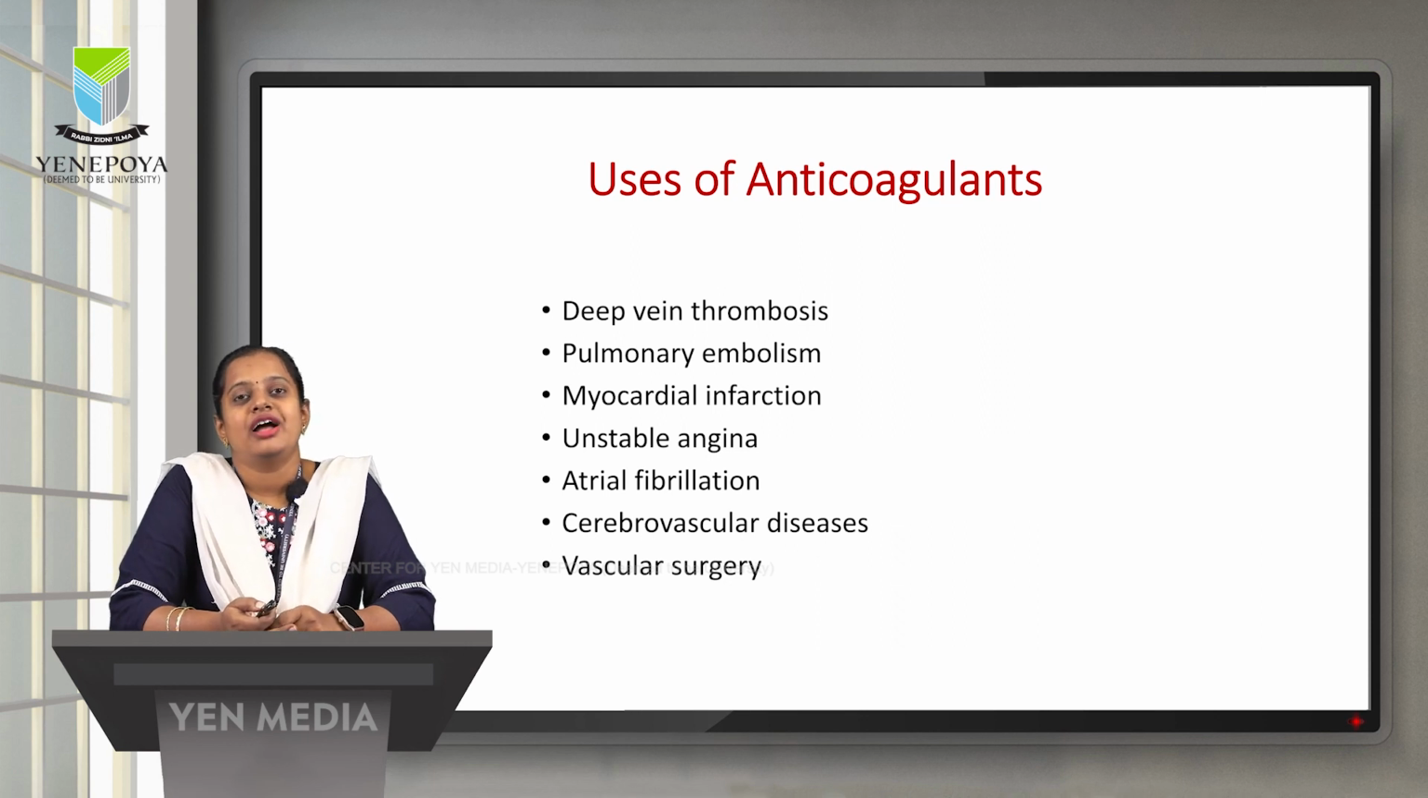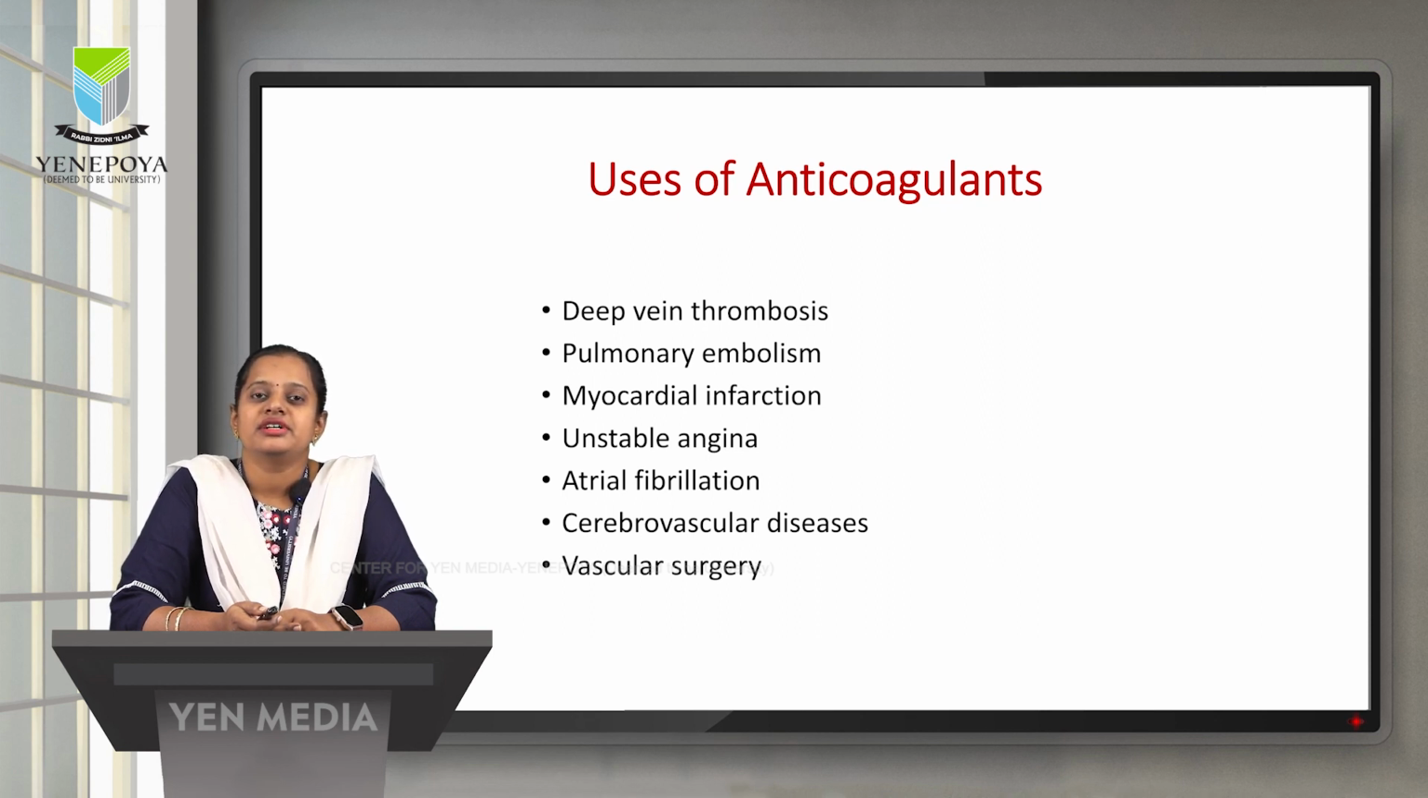And uses of anticoagulants and uses of warfarin. Where can we use warfarin? Warfarin will be used in treatment of deep venous thrombosis, pulmonary embolism patients, myocardial infarction and unstable angina, along with atrial fibrillation and cerebrovascular diseases such as cerebral ischemia or stroke, and during vascular surgeries. In all these situations or indications, we can use warfarin.